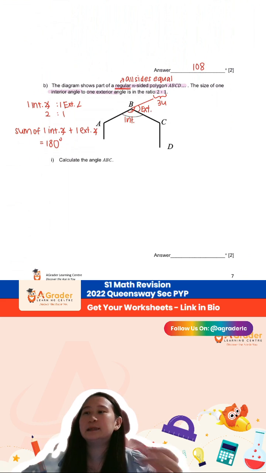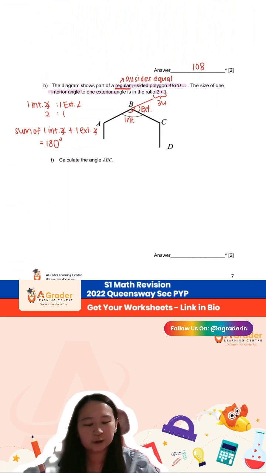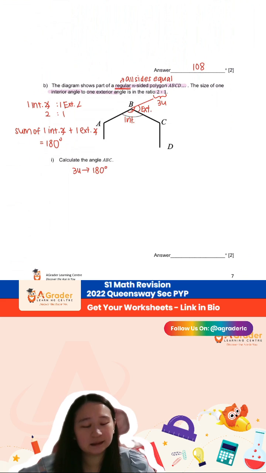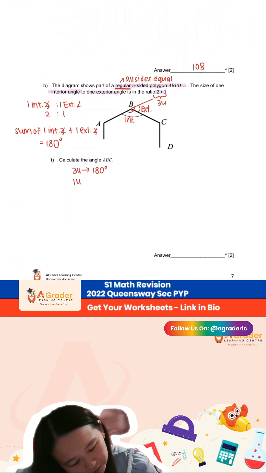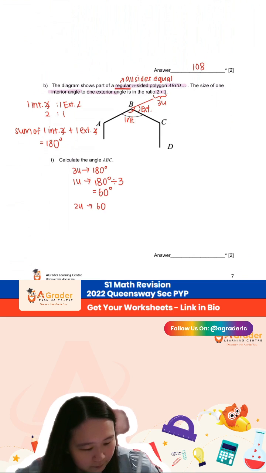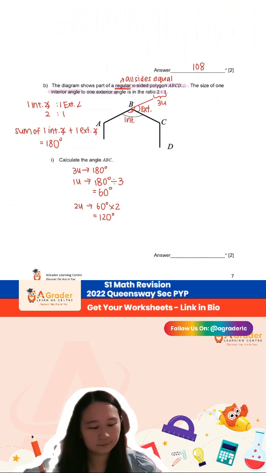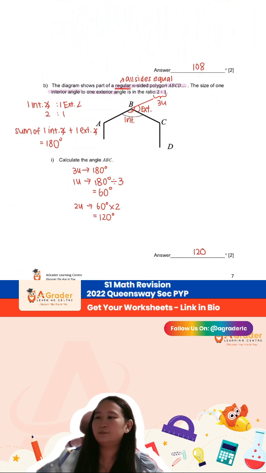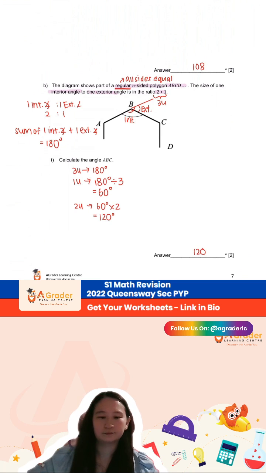Okay, so we know that the total is 180 degrees, means the 3 units is 180 degrees. Angle ABC is the interior angle. So we have to find 2 units. We can find 1 unit first before we find 2 units. So angle ABC is 2 units because it's the interior angle.